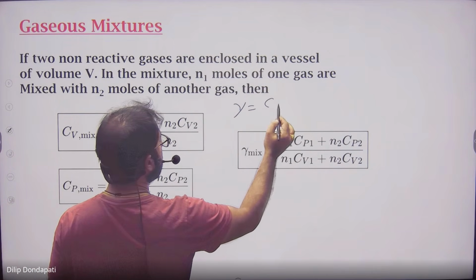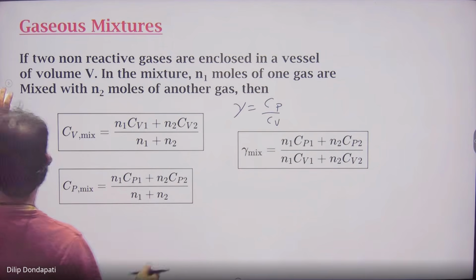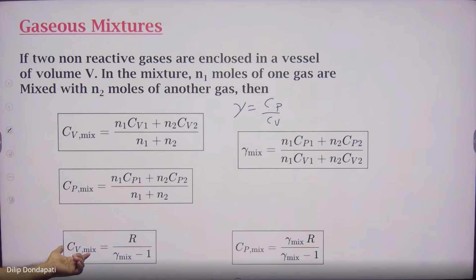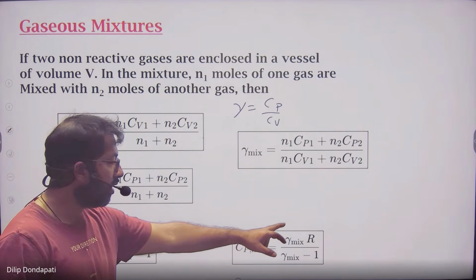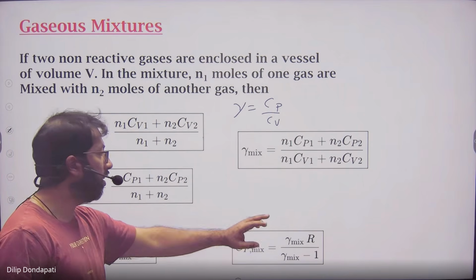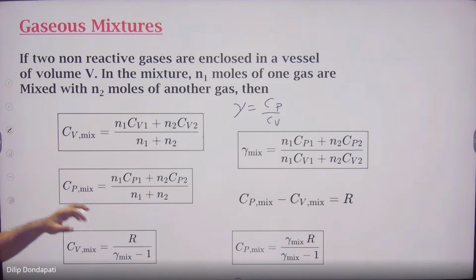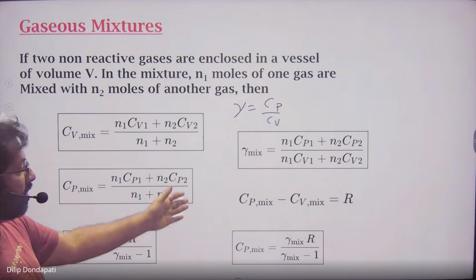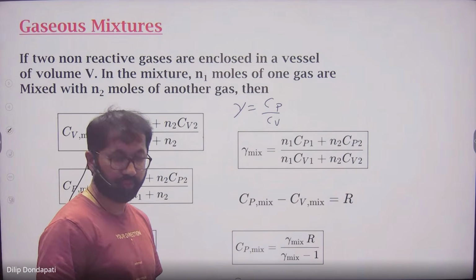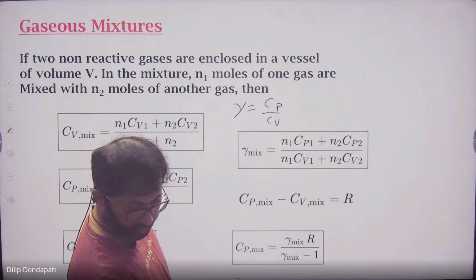Gamma is nothing but CP by CV. And CV mixture in terms of R and gamma is R by gamma minus 1, with gamma replaced by gamma mixture: R by gamma mixture minus 1. And CP mixture will be gamma mixture times R by gamma mixture minus 1. Mayer's relation is always true: CP minus CV for the mixture is also R only. Copy down the formulas.